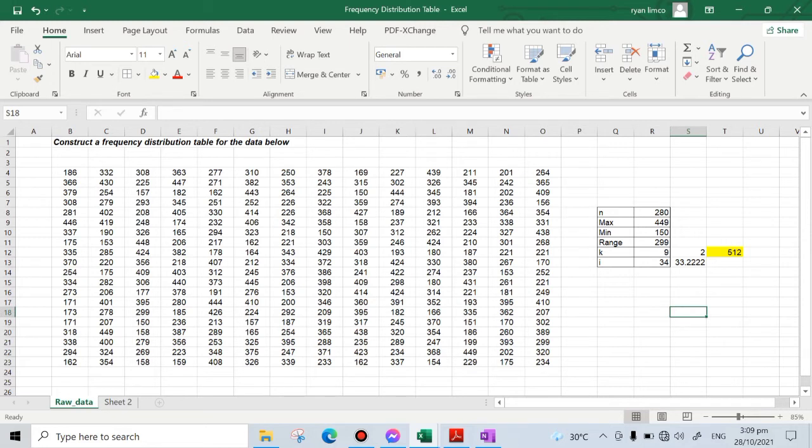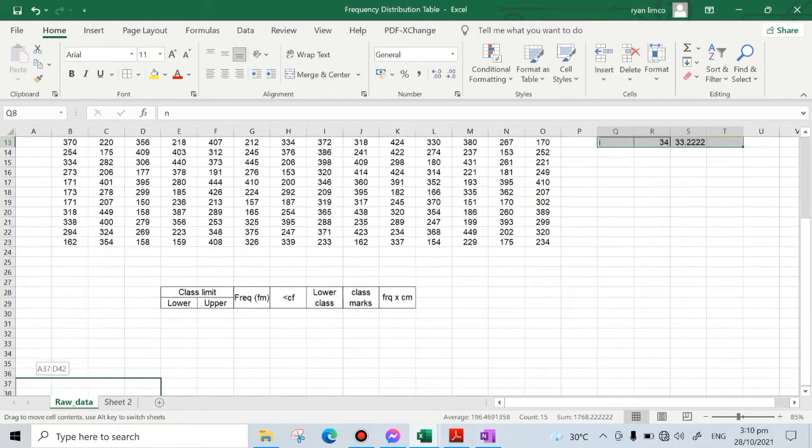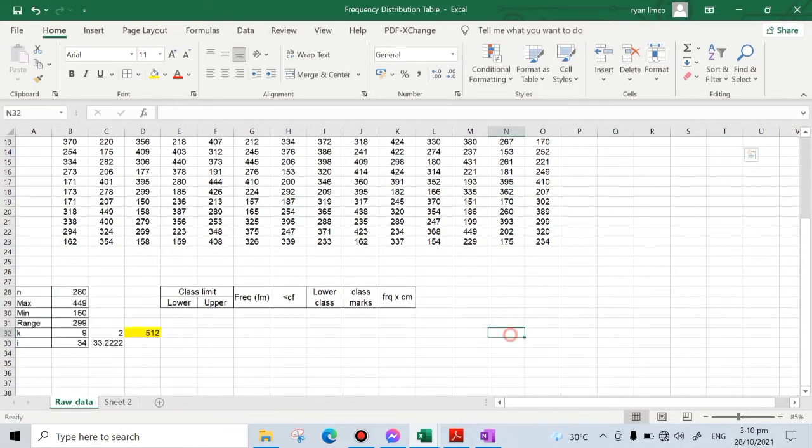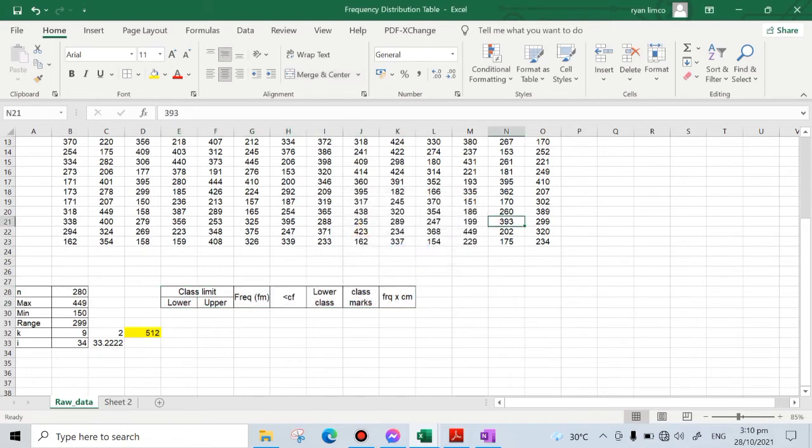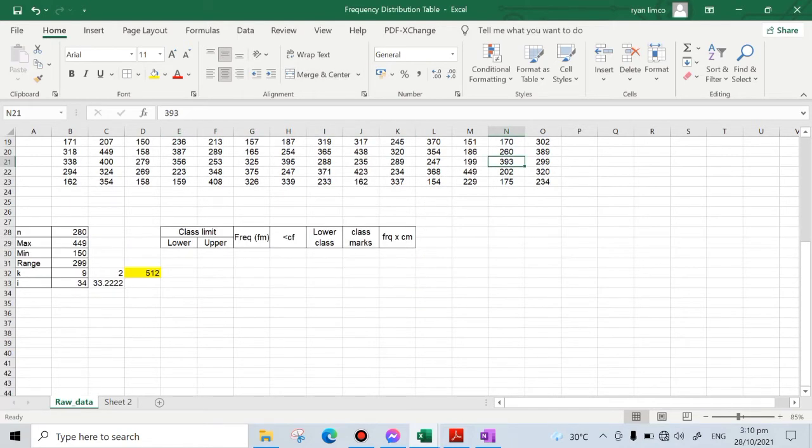So, gagawa tayo ngayon ng frequency distribution table. I-move natin ito. Ayan. So, ito yung elements, no? So, ito yung laman ng frequency distribution table natin. Sa frequency distribution table ay mas maraming laman.